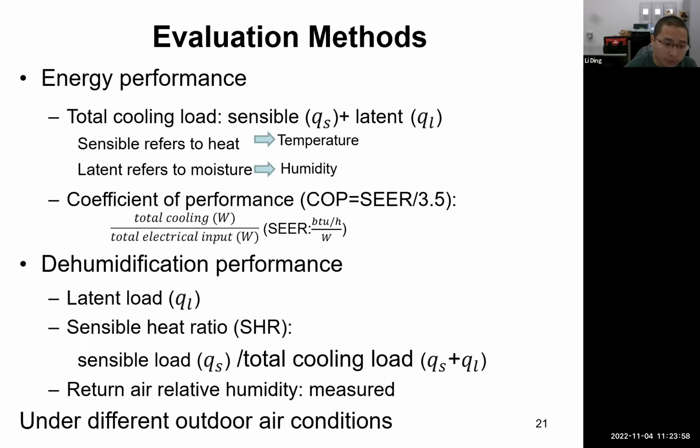For dehumidification performance, we need the latent cooling load, QL, and also the sensible heat ratio, SHR. SHR equals the sensible load divided by the total cooling load. And third is the return air relative humidity, which can be directly measured. All the experiments are conducted under different outdoor air conditions. When the SHR decreases, the sensible load decreases and the latent cooling load increases, which means higher dehumidification performance capacity.